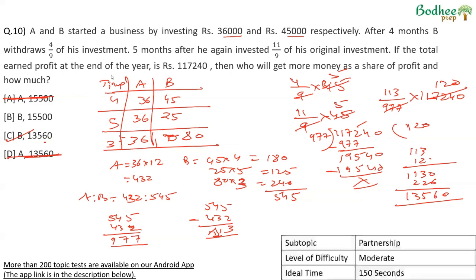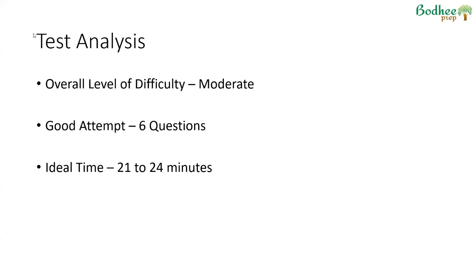Again, the only problem with this question could be the investment. Investment will not be the problem. The problem could be the exact time to be taken and the fact that calculation is involved, so the calculation time might increase. Therefore, I'm saying a moderate question, about 2.5 minutes required to solve it. If you look at the overall analysis, as I said initially, overall moderate level of difficulty. Mostly the problem here was calculation rather than concept.